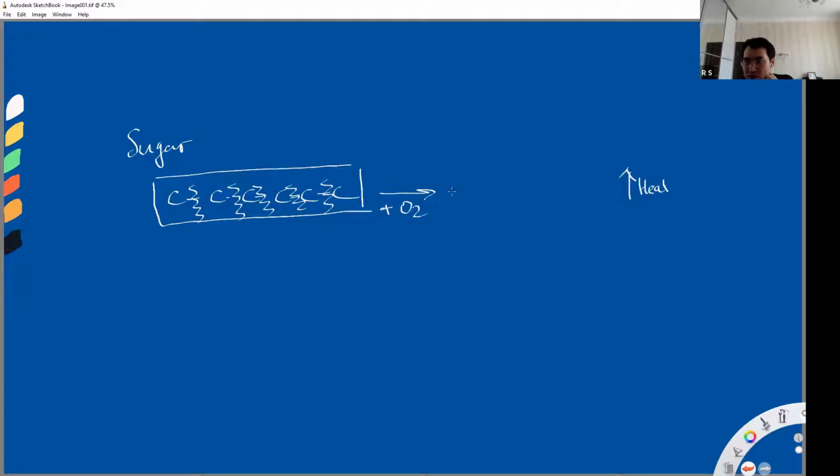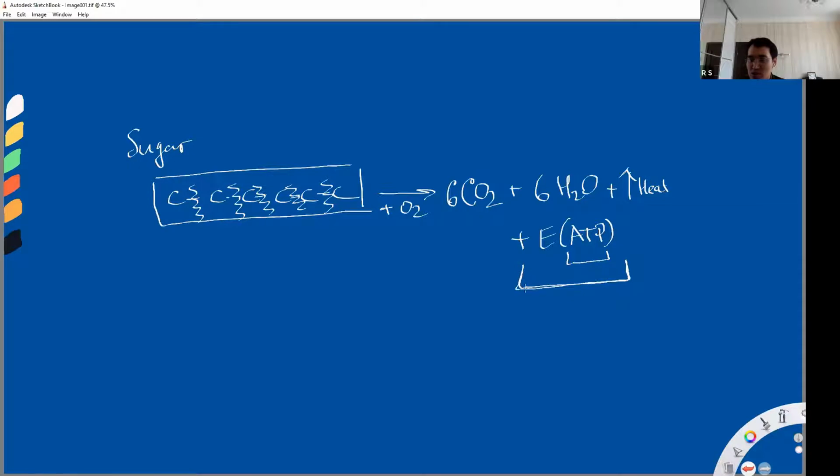So we will have 6 CO2 plus 6 waters, plus some heat and plus energy that mitochondria can catch and put into the ATP. So energy is stored in ATP. This is a high-energy molecule that gives up its energy very easily, and that's why it's kind of unstable. So whenever we have ATP, we need to use it almost at the same time.